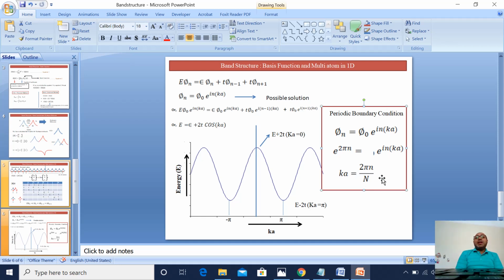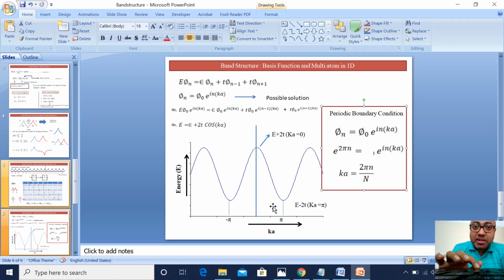So here it tells us that it is not the case that all values of k a are acceptable. Only the integer values are. So 2 pi n: small n equal to 1 means 2 pi by N, 2 means 4 pi by N, 3 means 6 pi by N, like that. All these values are possible.